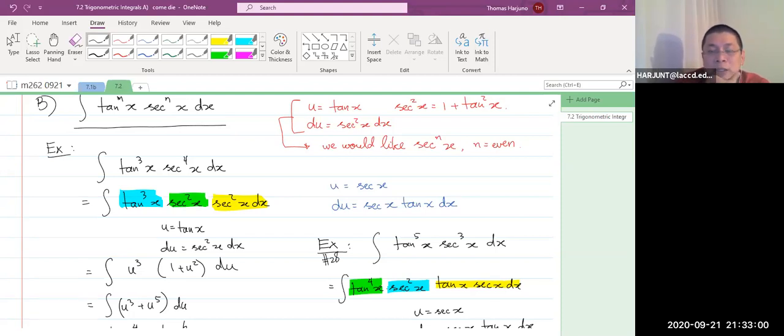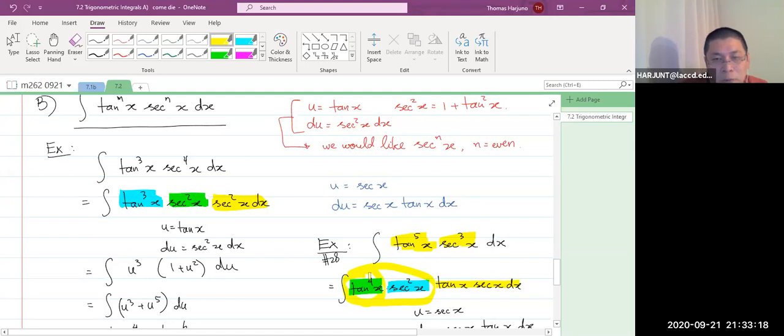In this case, if the secant is odd and tangent is odd, then you can bring them out. You can take one tangent, one secant, and this becomes even. Now, once both of them are even, then you can change the tangent in terms of secant, tangent squared in terms of secant squared. Now, what happens if, unfortunately, this is even and this is odd? Let me show you.